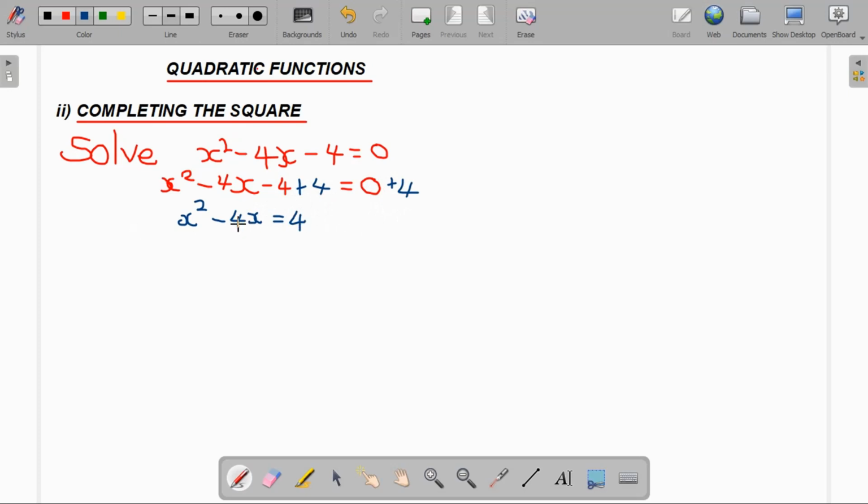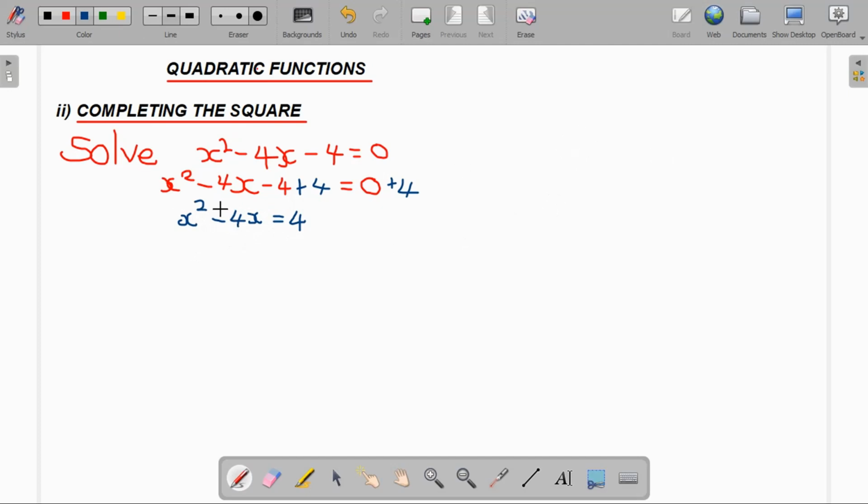So we have reduced it to that. This is what you have been given. Now, after this, we are going to take the coefficient of x and divide it by 2, or find half of it. So what are we going to get?